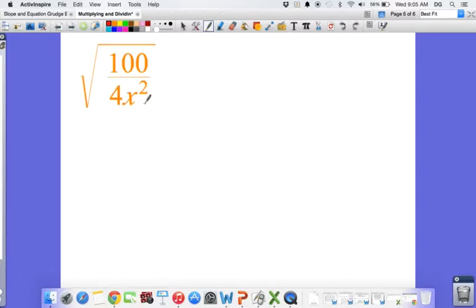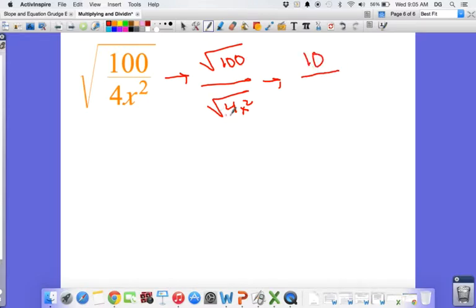Let's look at one more, and then we will be completely finished with this video. So I have the square root of 100 over 4x squared. So the first thing I'm going to do again is separate this into two separate square root problems. I'm going to have the square root of 100 all over the square root of 4x squared. And now I want to simplify both my numerator and my denominator. Well, the square root of 100 is 10. So that was easy. And then now I've got the square root of 4x squared.